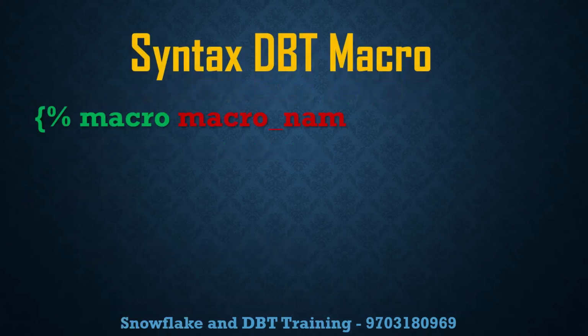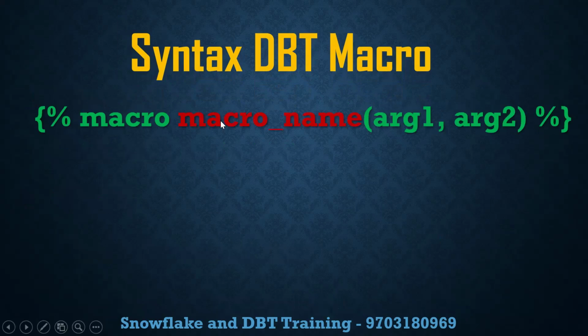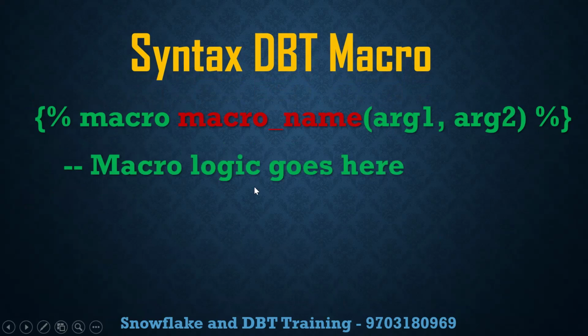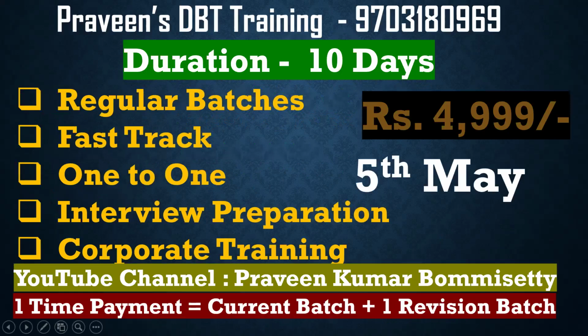So this is the syntax: the macro name, argument1, argument2, then whatever logic we want goes inside the macro, and then end the macro. We'll see the same thing in detail with a practical explanation.